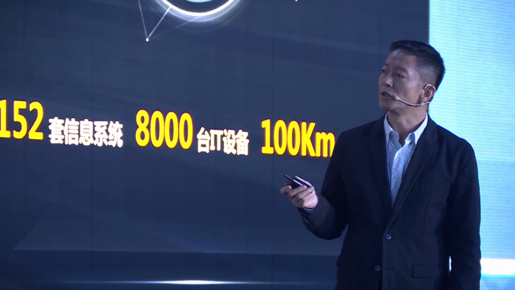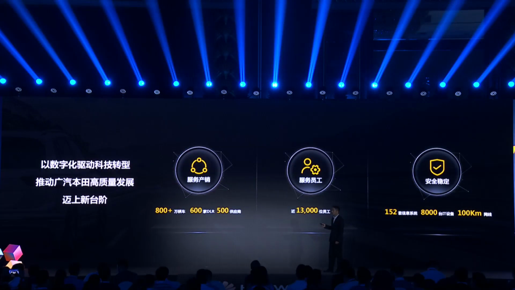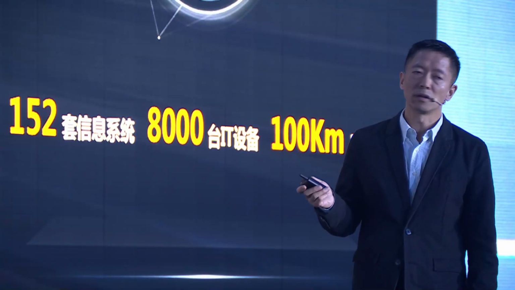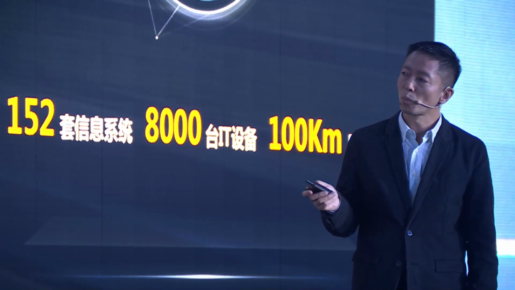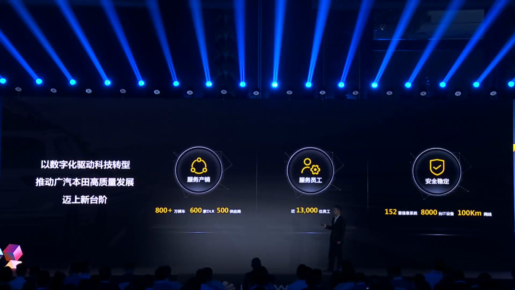Here are the service scope and objects of GAC Honda's IT. This includes four assembly factories and one engine factory. These factories have produced and sold over 8 million vehicles cumulatively. The production line takt time is 51 seconds. That means you get a new car every 51 seconds.